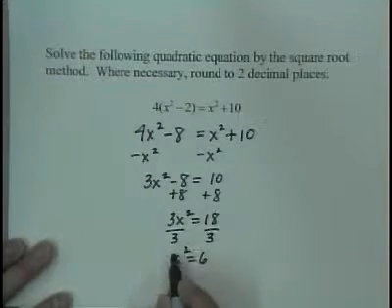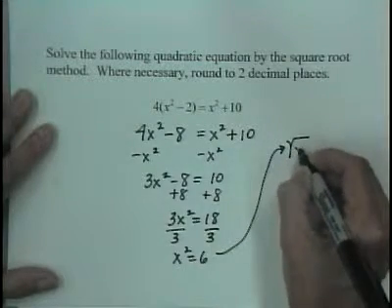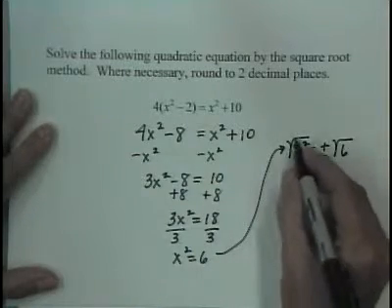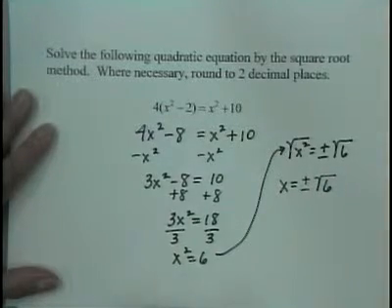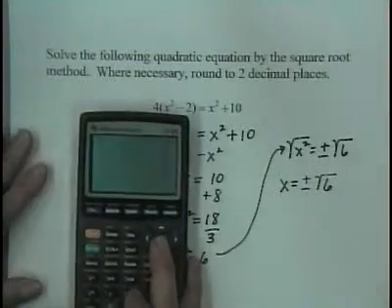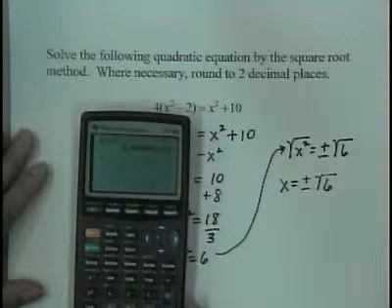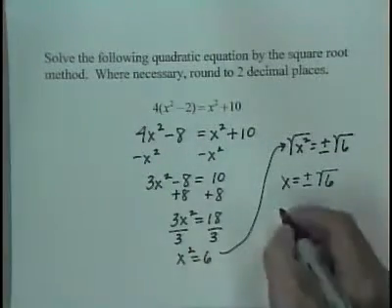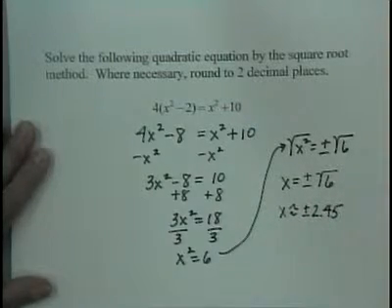I isolated x squared, so now I'm ready to take the square root of each side of the equation. Don't forget to write plus or minus in front of the square root of 6. The square root undoes the square, so I get x on the left equals plus or minus square root 6. Let's get a decimal to 2 decimal places for the square root of 6. Square root of 6 is 2.4494 and so forth. We'll round that to 2.45 and say that x is approximately positive and negative 2.45.